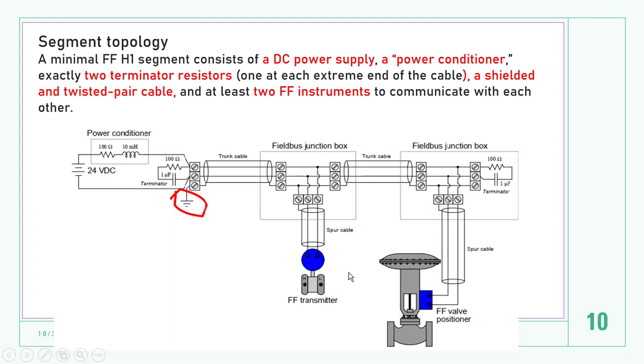This is called a segment, here. This is H1, always H1, okay? The minimum H1 segment consists of a DC power supply, 24 volts DC, the power conditioner, and the two terminator resistors. The terminator is a 100 ohm terminator, here and here, okay? At least here is a shared twisted pair cable. This cable is shielded, twisted cable. The shield is grounded at just one end, okay? And at least two Foundation Fieldbus instruments. They just communicate with each other, from here to here.